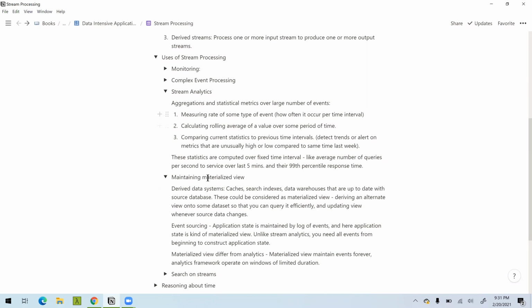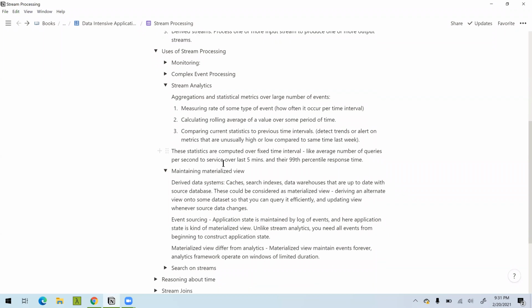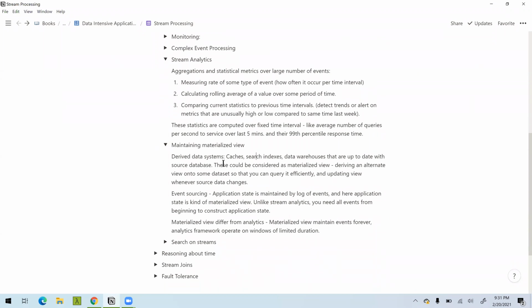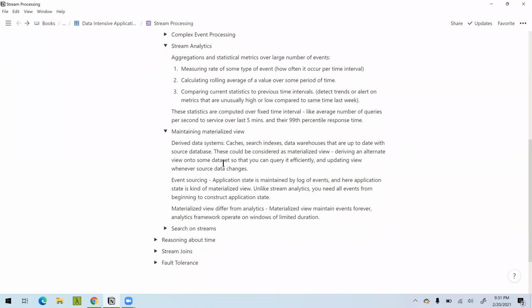For this you use stream processing, because whenever any change is made to the original data source, a stream of events is generated, and that stream of events is processed to update your materialized view. So this was about keeping your derived data system up to date.